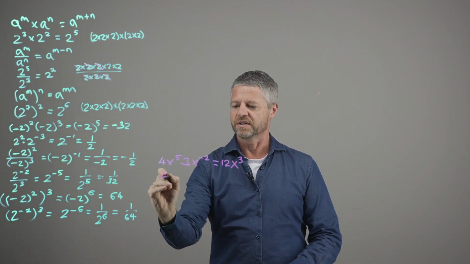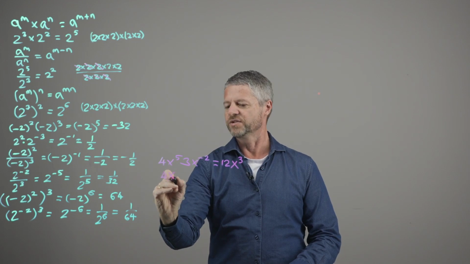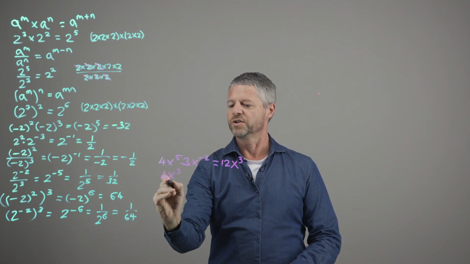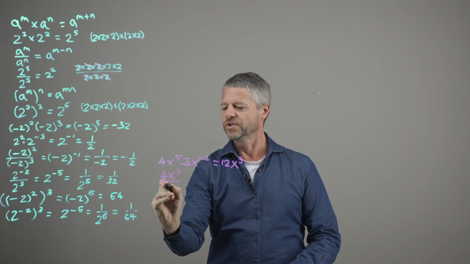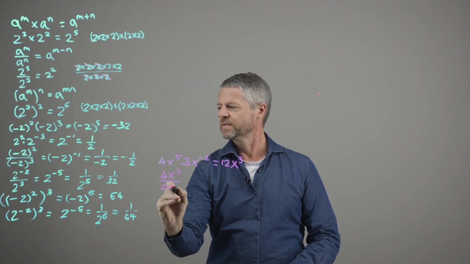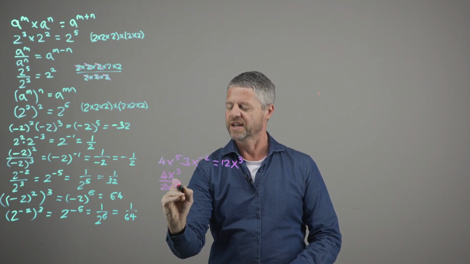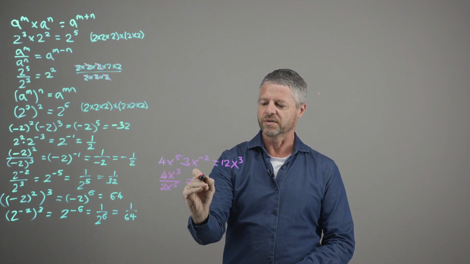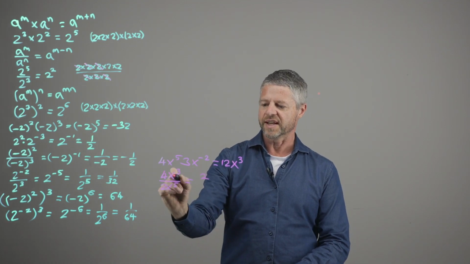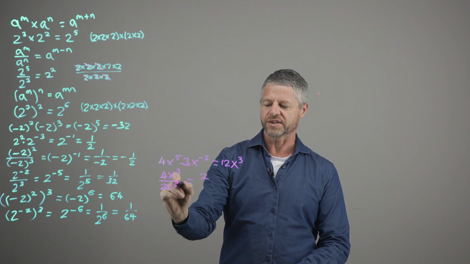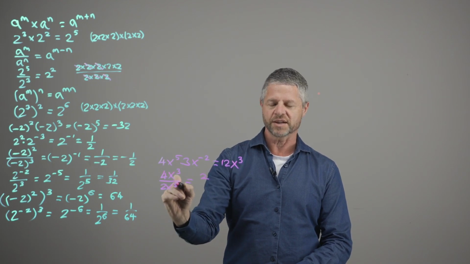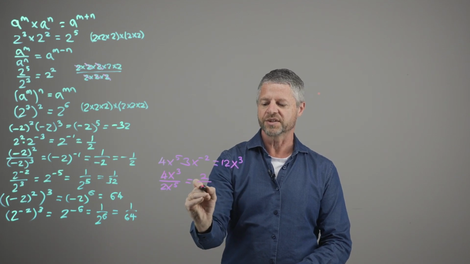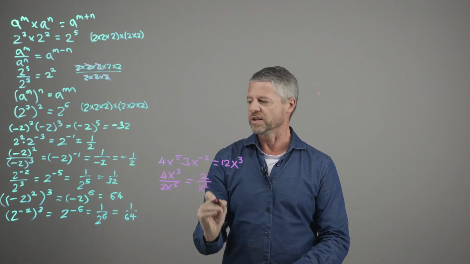And then let's do a division example. Let's do 4 x cubed, and let's do 2x to the 5, say. So now I'm going to have 4 divided by 2 will be 2, and then x to the 3 divided by x to the 5. So I subtract the exponents, so 3 minus 5, I have x to the -2, and x to the -2 is just x squared in the denominator.